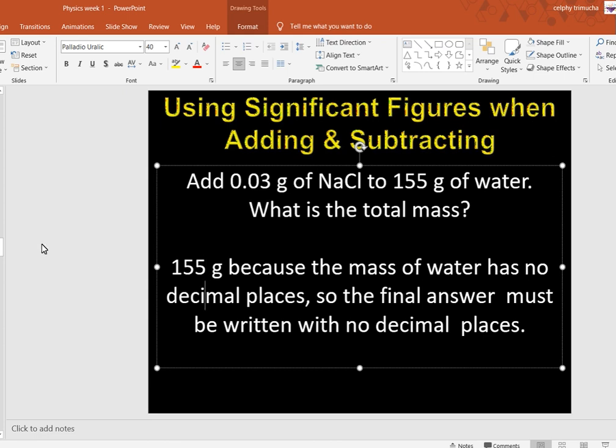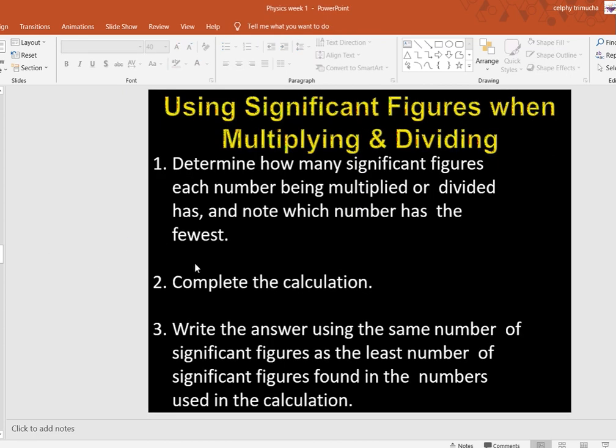Next, it's the same, but this time we're going to use it in multiplying and dividing. So determine how many significant figures each number being multiplied or divided has, and note which number has the fewest. Complete the calculation. Write the answer using the same number of significant figures as the least number of significant figures found in the numbers used in the calculation. So we need to know how many significant figures there are, which has the fewest, and then follow that.